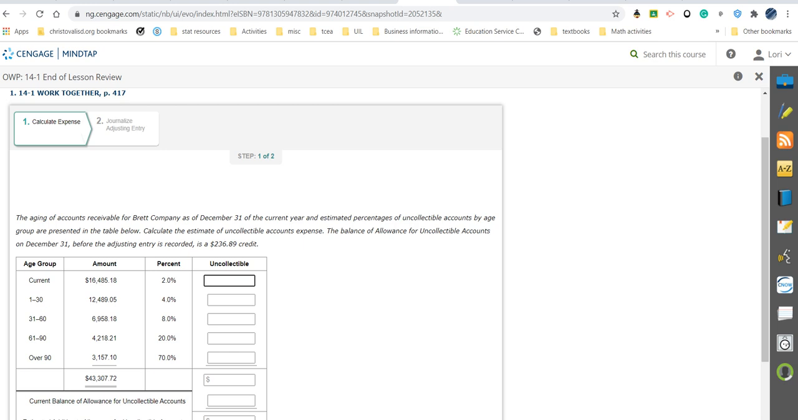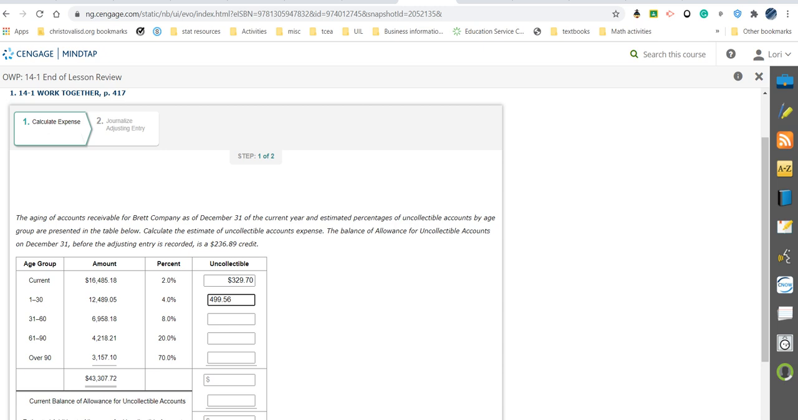So $16,485.18 times 2%, when rounded to the nearest penny, gives $329.70. When we have $12,489.05, and we multiply that times 4%, because again, we're getting to an older account, it's $499.56. So we're multiplying these two numbers to get our uncollectible number.